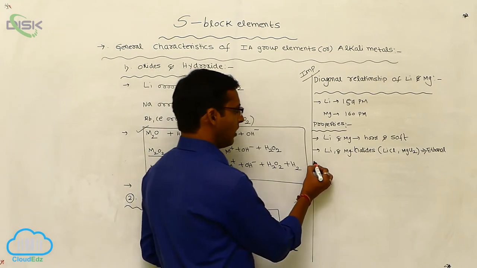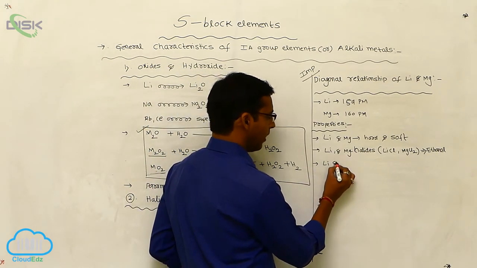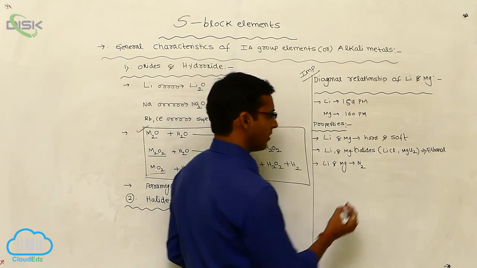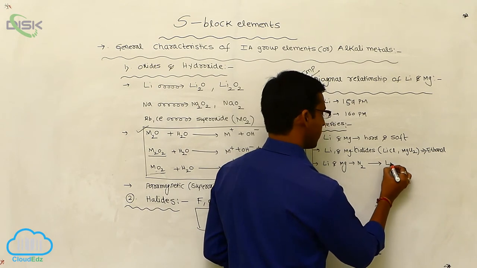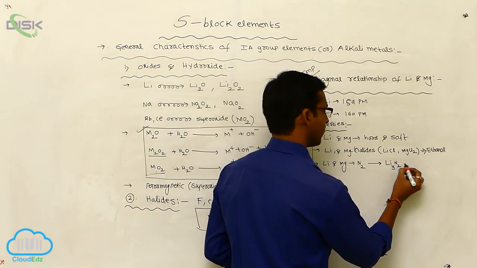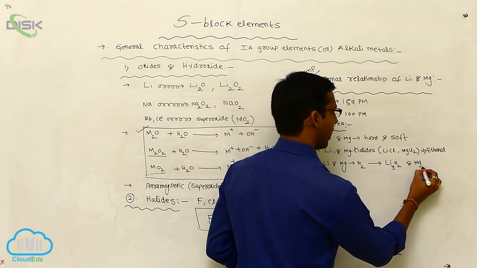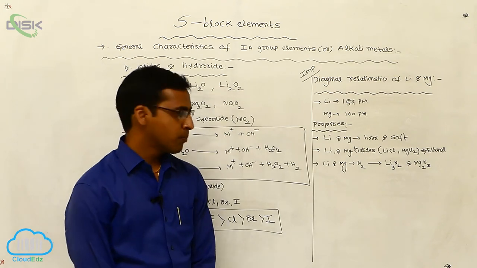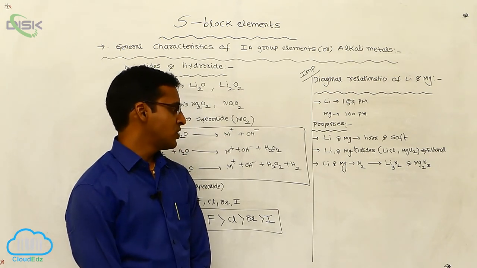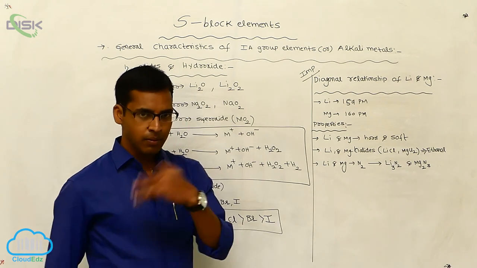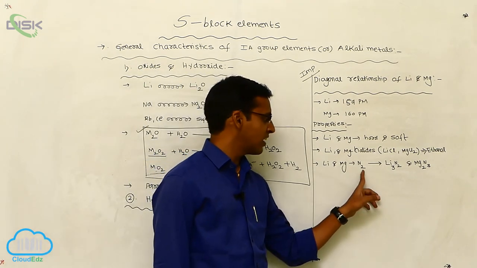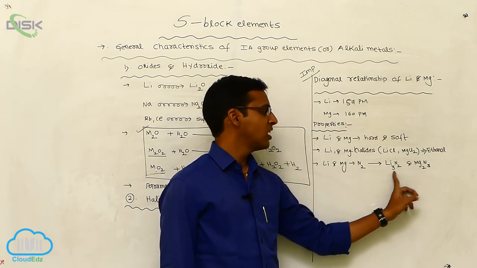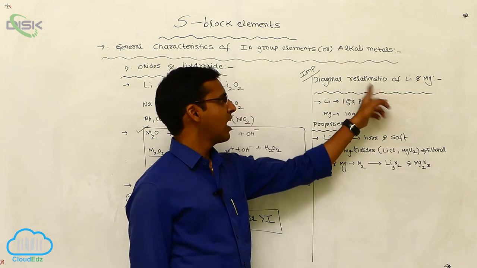And next, lithium and magnesium easily react with nitrogen to produce lithium nitride and magnesium nitride. But the remaining metals, for example sodium, do not react with nitrogen, and calcium also does not react with nitrogen. This is a similar property, so this is called the diagonal relationship.